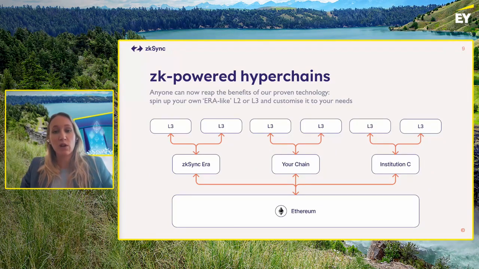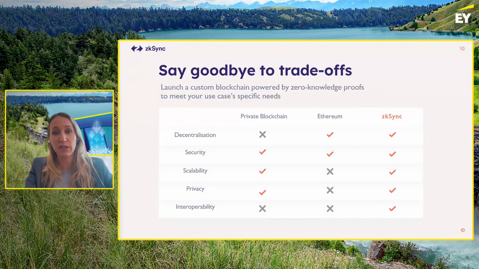So what does that then look like? zkSync Era, which is the name of our L2, can sit next to your chain. You can have your own L2. You can decide to interact with Era or not. You can have other institutions also building their L2 and decide to interoperate with them or not. But you can use our tech and make it fit your business requirements to make sure that it's more efficient, more effective, and really fits your needs.